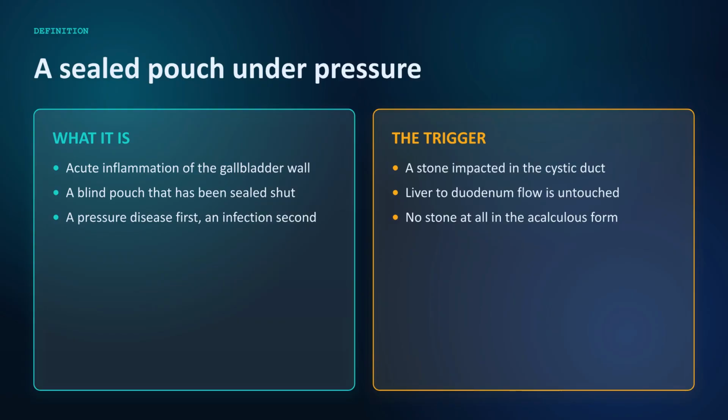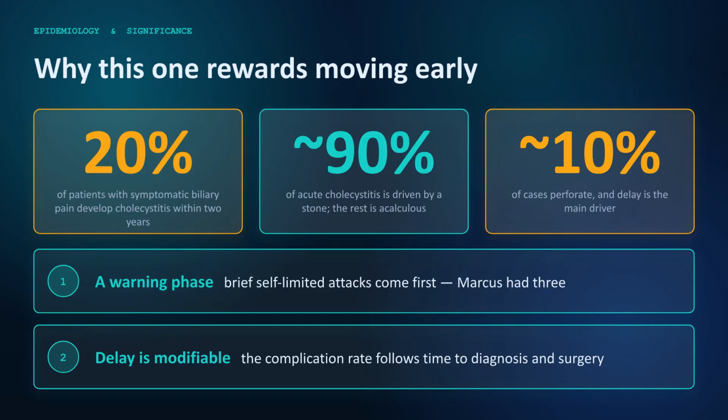One framing that helps. Think of this as a compartment syndrome of a hollow organ. The pressure inside the pouch is what injures the wall. Let us put some numbers on this. First, about 20% of patients with symptomatic biliary pain go on to develop acute cholecystitis within 2 years. So those brief attacks Marcus described were not harmless. They were a warning. Second, roughly 9 in 10 cases are caused by a stone. The rest are acalculous. Third, about 10% of cases perforate, and that number is driven mainly by delay.